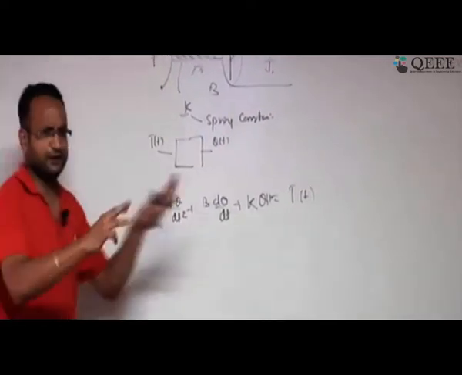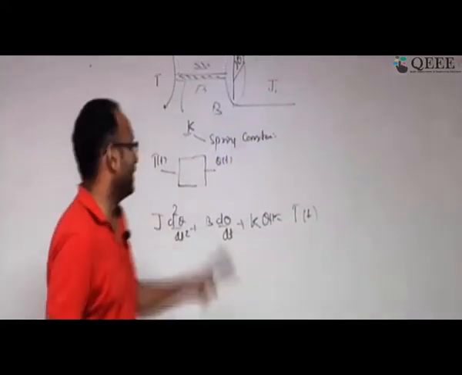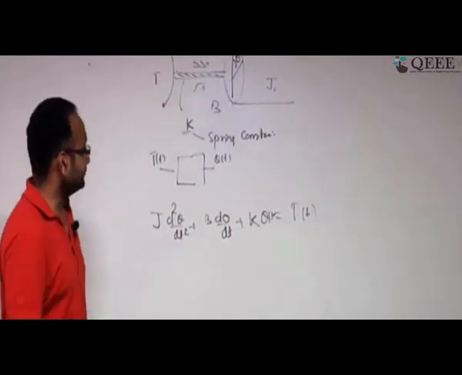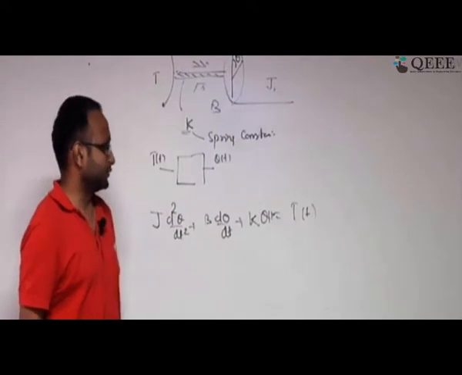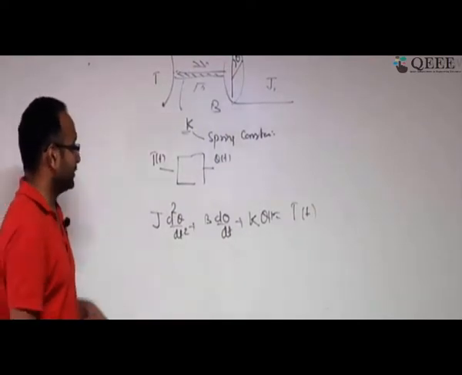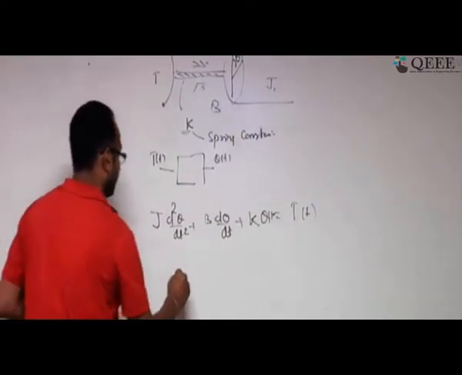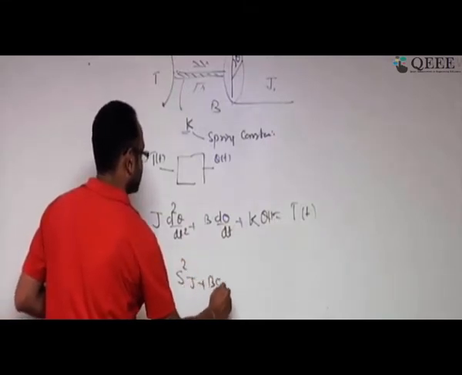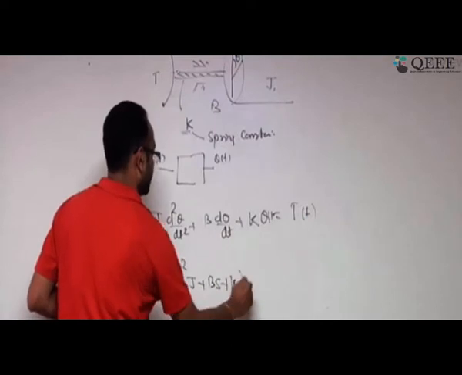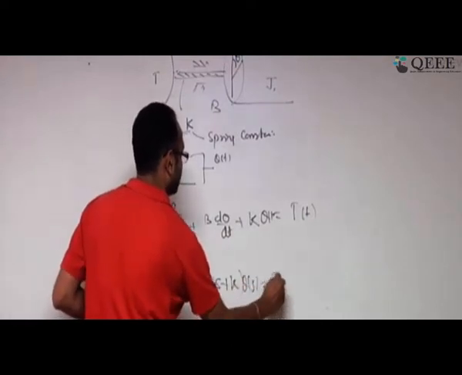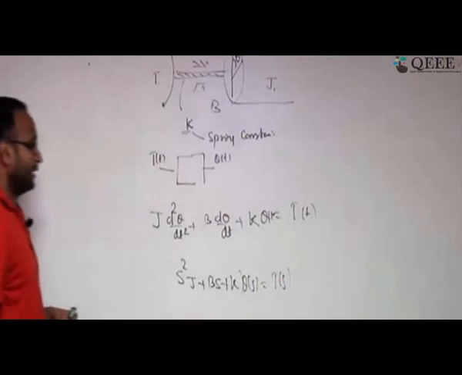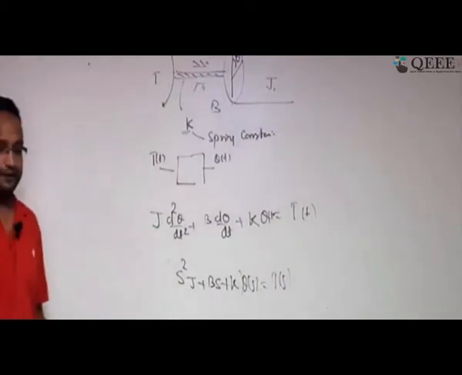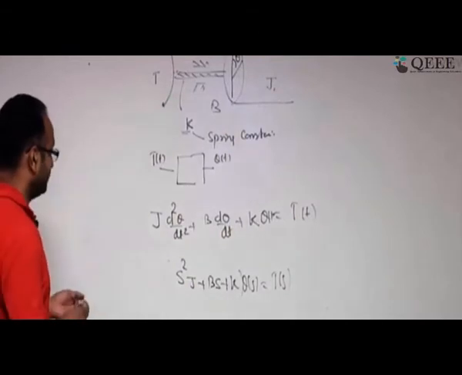This you have studied in your first year of mechanics, where I have a mechanical system, and this is the way I can write the force balance equation. Okay. Now if I take a Laplace transform, then what will happen? (s square J plus bs plus k) theta of s equal to T of s. As I mentioned, if you take a Laplace transform, this is very clear, and all of you know very well. You can work it out.